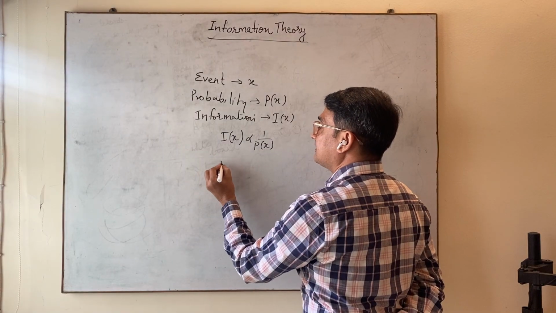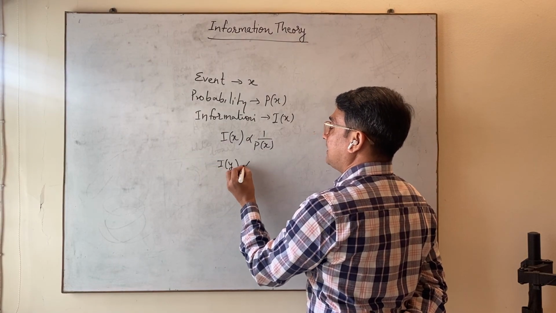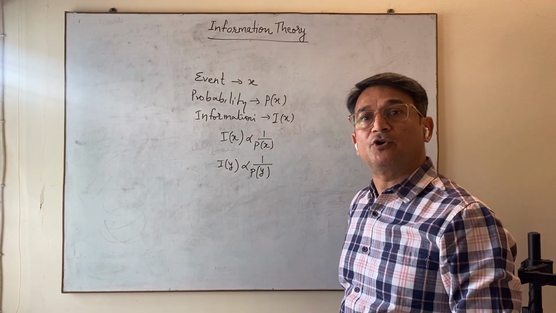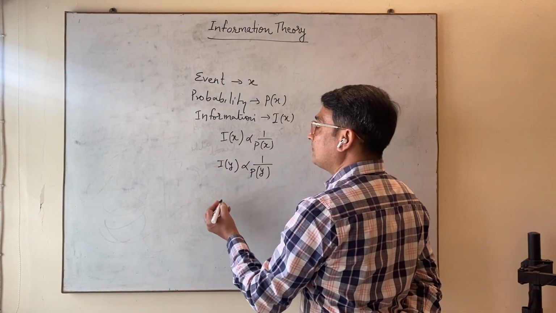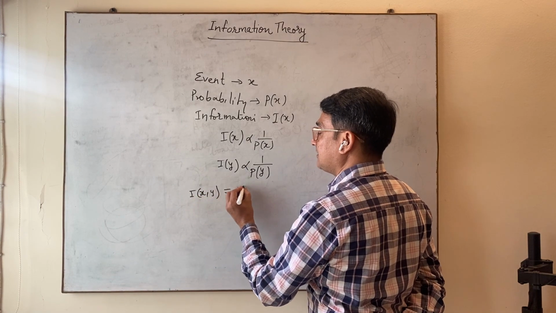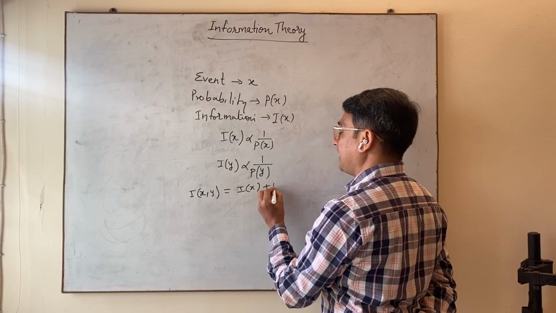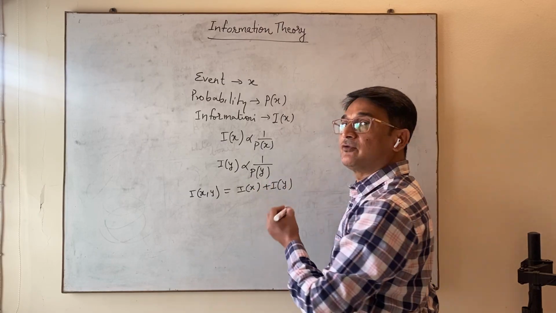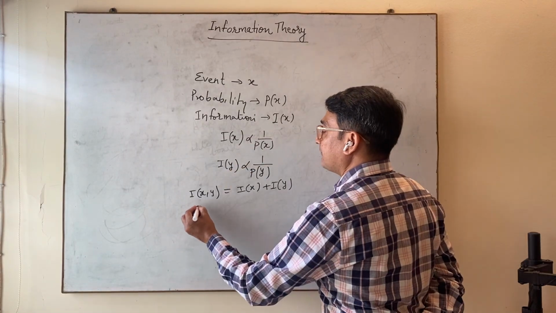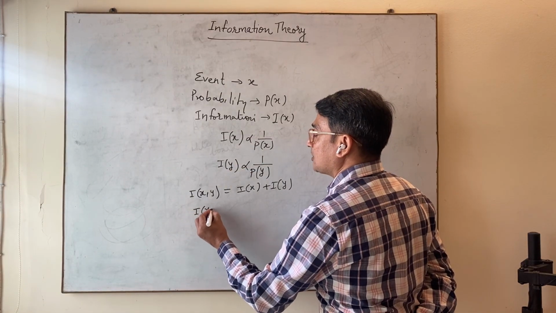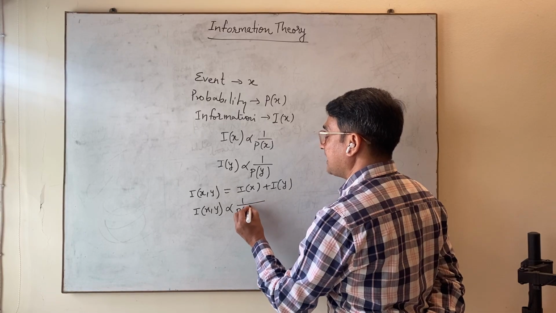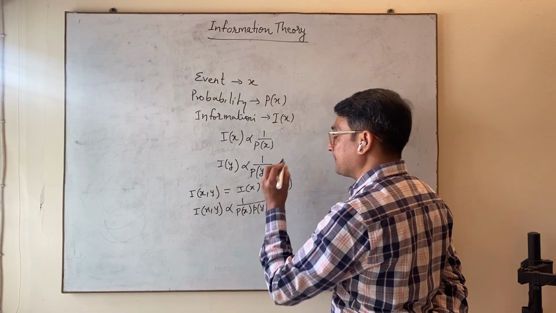So that is how I can say that I of X is inversely proportional to P of X. Let us take another event Y, where I of Y is inversely proportional to P of Y. Now if I want to calculate the total information content I of X,Y, it will be I of X plus I of Y, that means the information content of X plus the information content of Y. But if I relate this I of X,Y with the probabilities, then it will be 1 upon P of X into P of Y, as you know the probabilities will multiply.